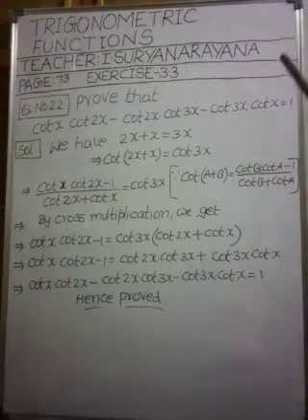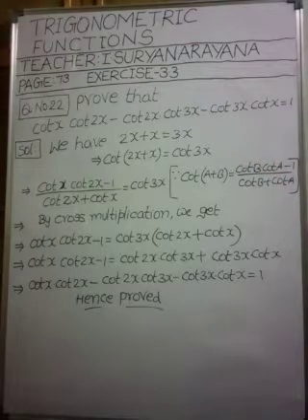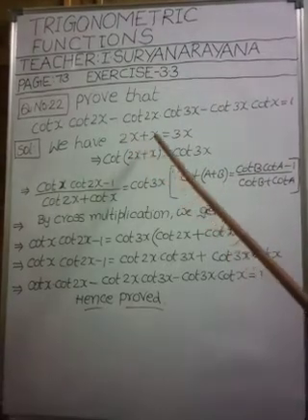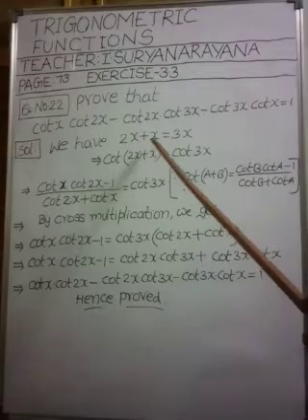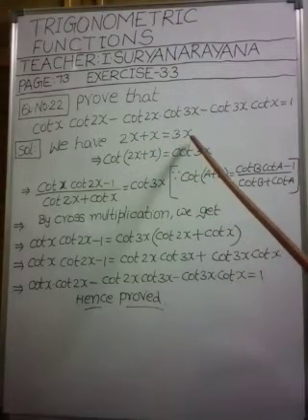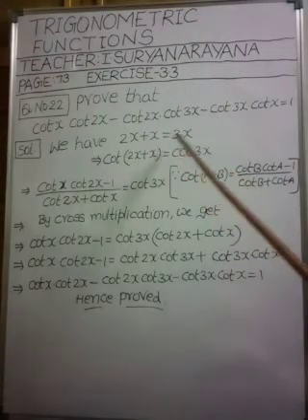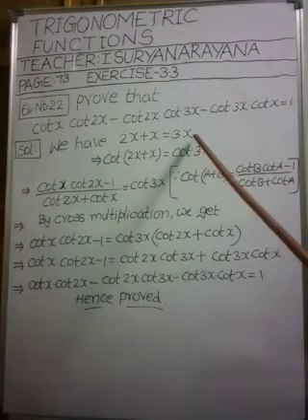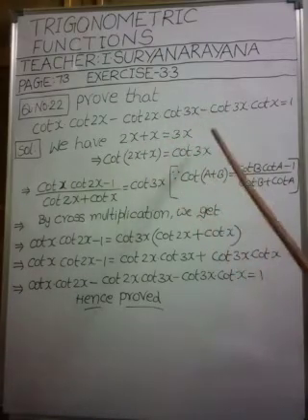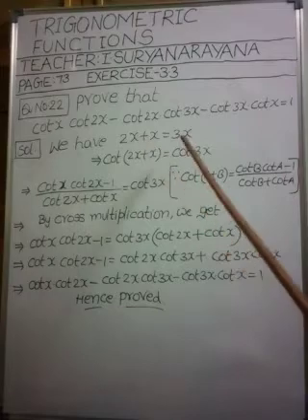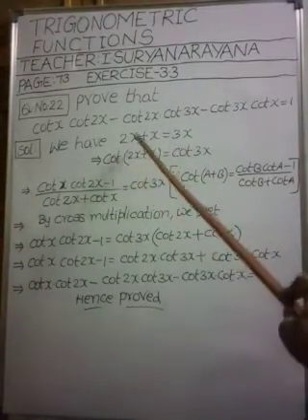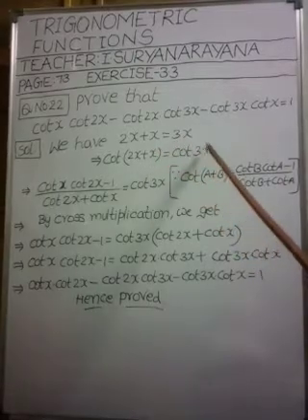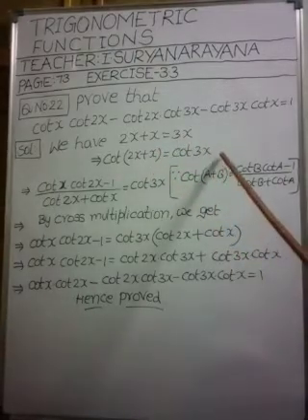Okay, my children, listen to this question carefully. We have 2x plus x is equal to 3x. Do you know this one or not? 2x plus x, what will you get? 3x or not? Yes. So directly we are taking this statement. On both sides we are applying the trigonometric function cot. So cot of (2x plus x) is equal to cot 3x. Understood this step, my children?